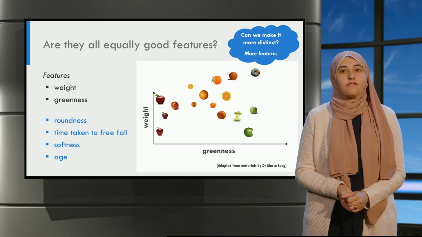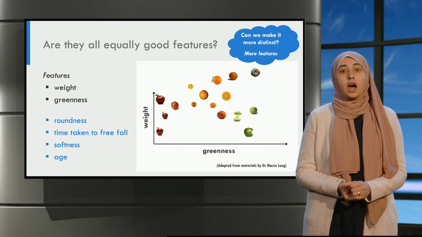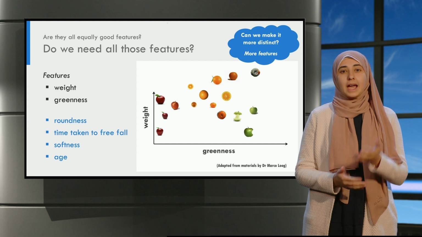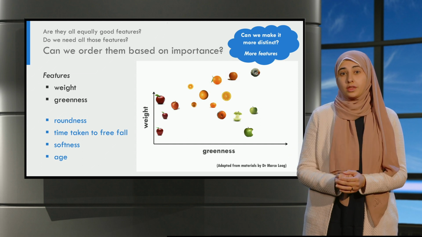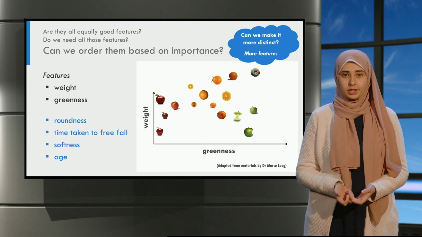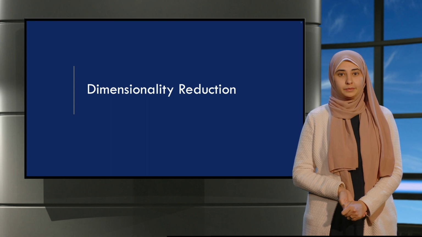The questions they face are: are all of those features informative features? Are they all equally good? Do we even need all of them? And can we order them based on their importance? And how do we even define a feature's importance? This is where dimensionality reduction steps in.